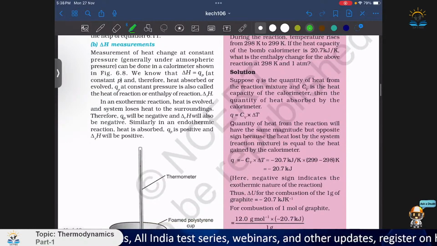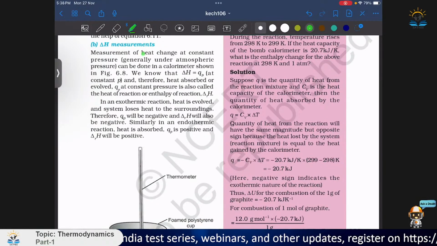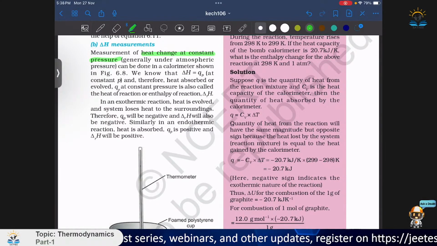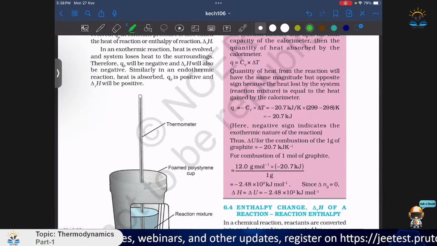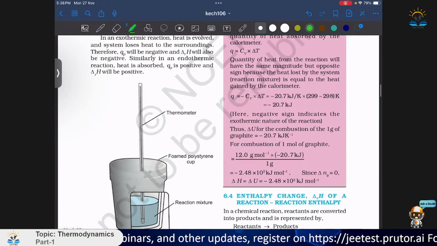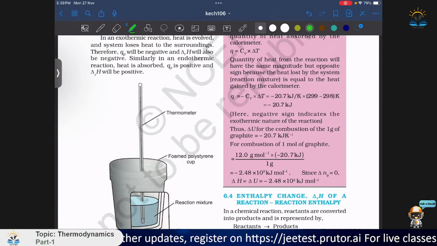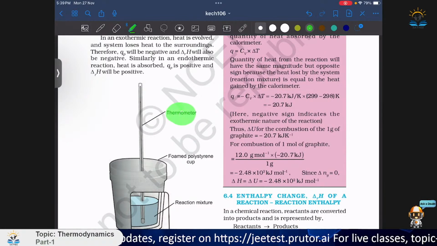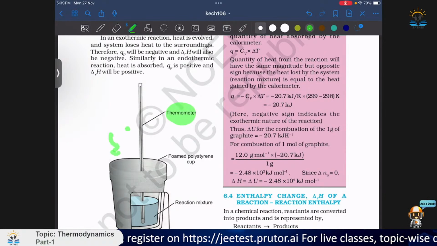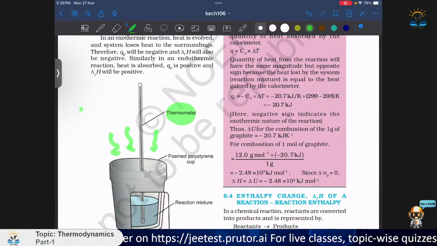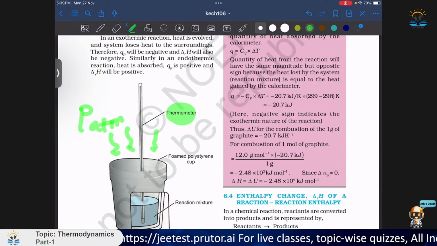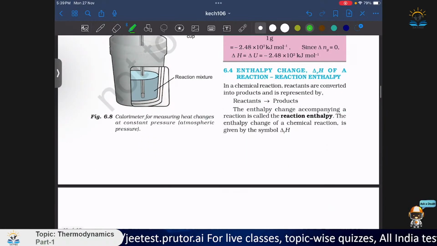Delta H measurements. So measurement of heat change at constant pressure. Here we don't need to seal the calorimeter. We just take an open polystyrene cup and we just record the temperature. Pressure is left to the atmospheric pressure.